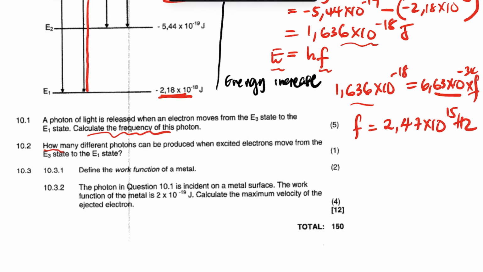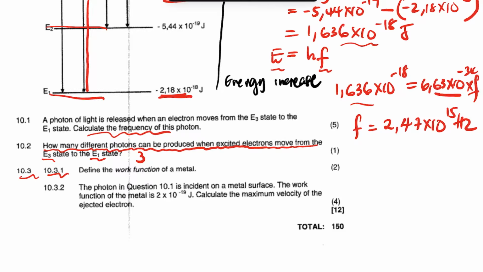And then 10.2: how many different photons can be produced when excited electrons move from energy level 3 to 1? From 3 to 1, it's going to be 1, 2, 3. It's going to be 3. So the answer will be 3 there.